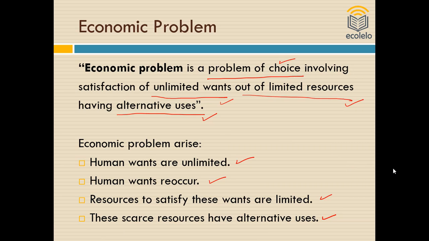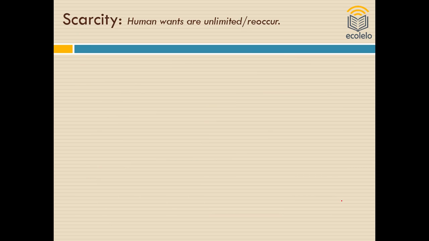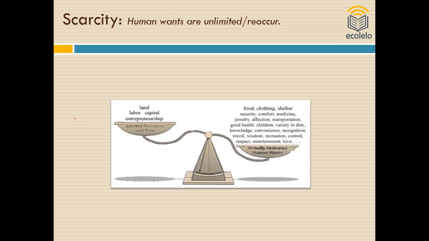Now let us discuss these economic problems one by one. First thing, human wants are unlimited and they reoccur. If I satisfy my want of food today, it is not that it's not going to reoccur. After a few hours, I'll again start feeling hungry. So I want the food again. It's not that if I have 3 or 4 or 5 dresses, I won't demand more. After a week, I want a new dress. But in comparison, resources are limited.